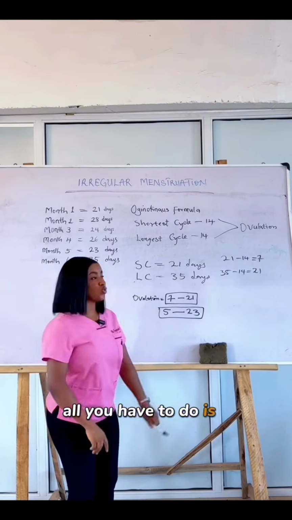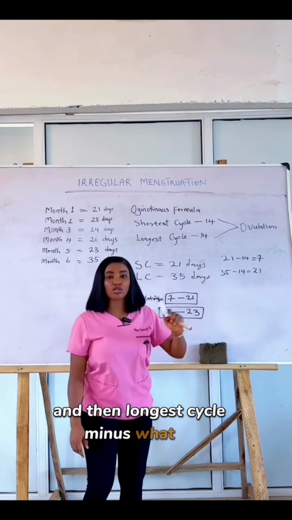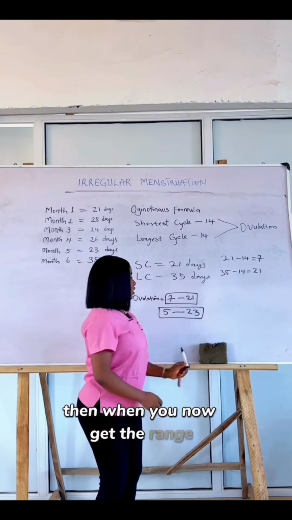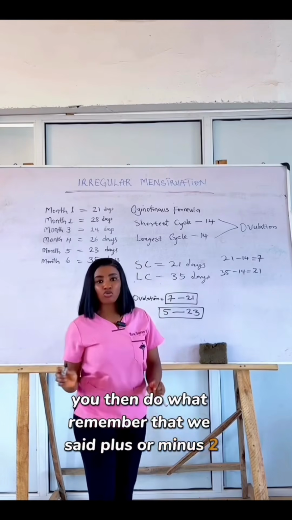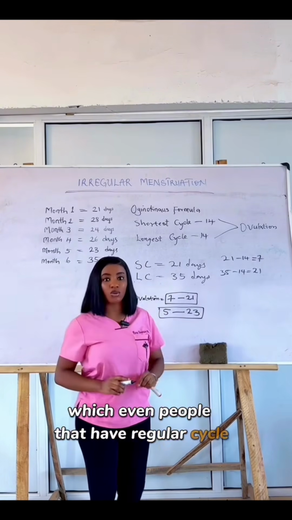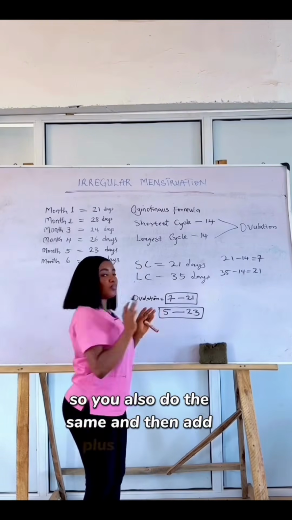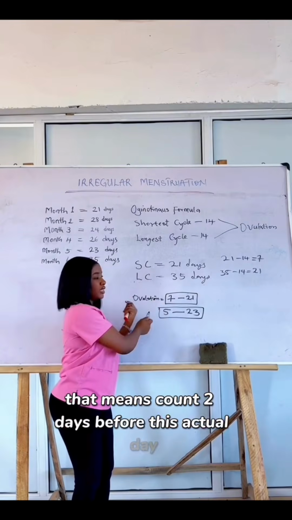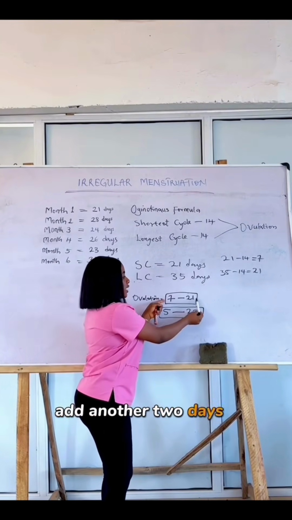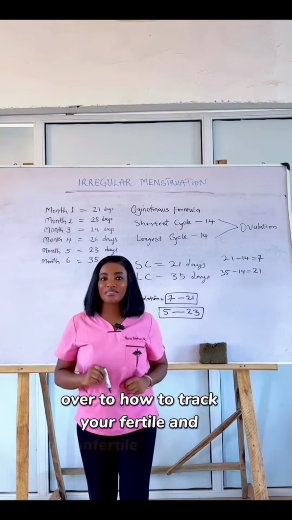All you have to do is shortest cycle minus 14, and then longest cycle minus 14. Then when you get the range, remember that we said plus or minus 2, which even people that have regular cycle apply. So you also do the same: count 2 days before this actual day, and also add another 2 days after the actual day. And that is that. Now over to how to track your fertile and infertile window.